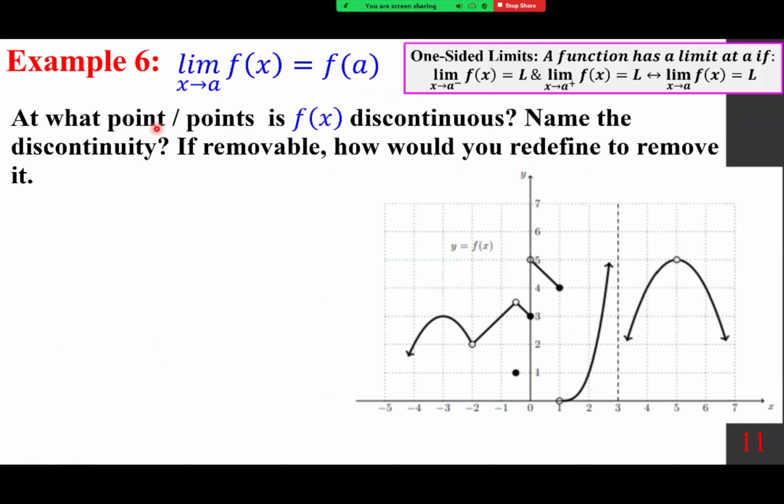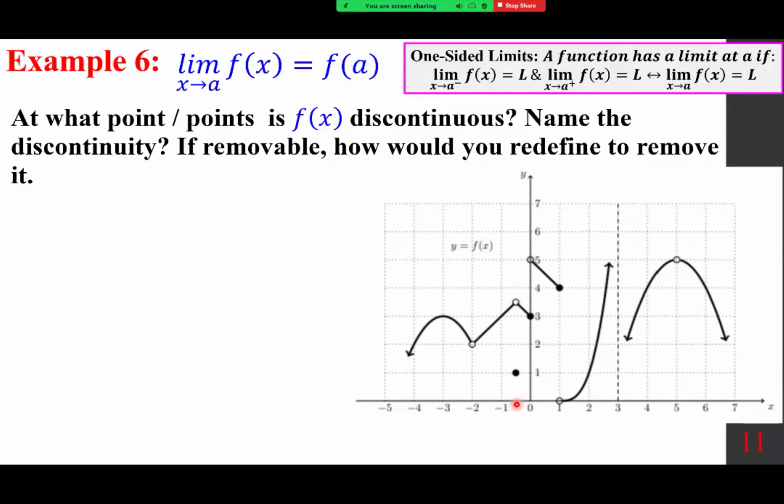Example 6, at what point/points is f of x discontinuous? Name the discontinuity. If removable, how would you redefine to remove it? So first, let's look at all discontinuities and then we name it. So start from left to right. As we look at this function, the very first discontinuity I see happens at -2. I move on. The next one happens at this point.